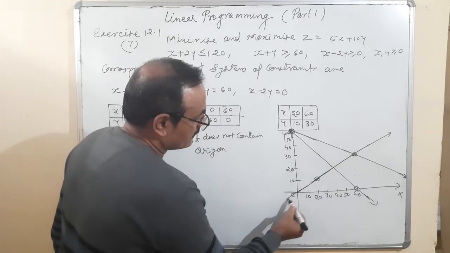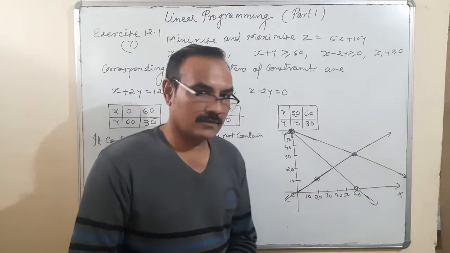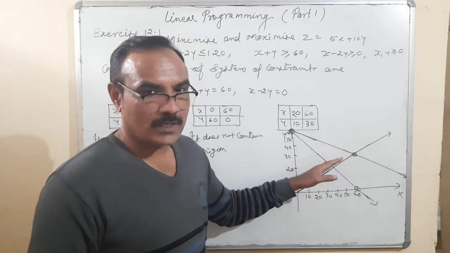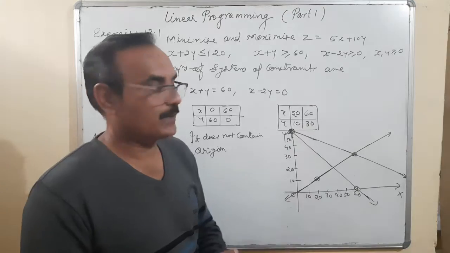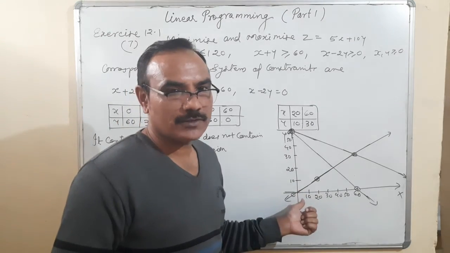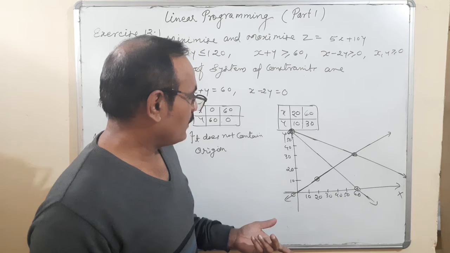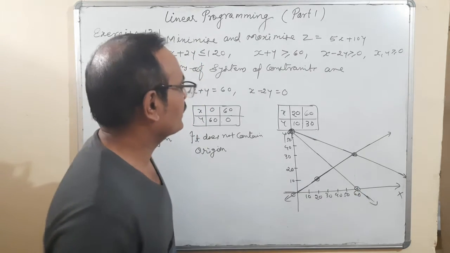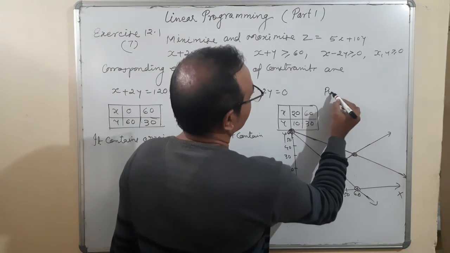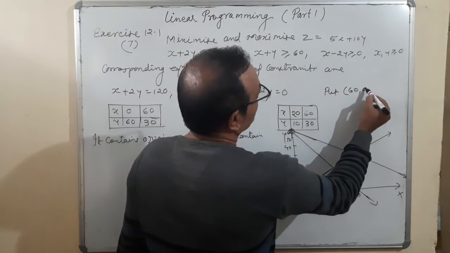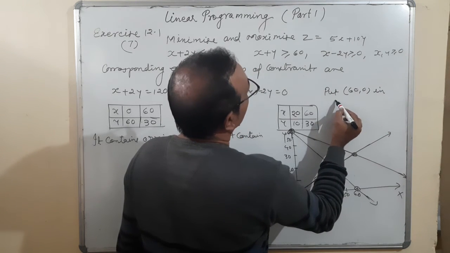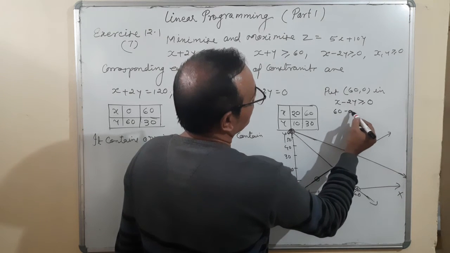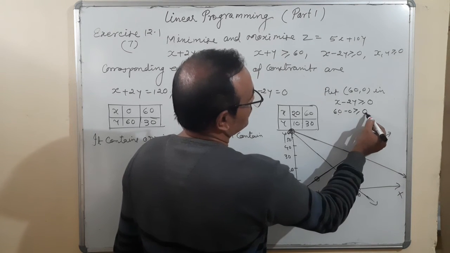Now let us see what the region bounded by, or the region to the upside or the downside of this inequality is. Because it is passing through the origin, we are not going to put 0, 0. We can put any other point, suppose I put 60, comma 0, in x minus 2y is greater than or equal to 0. 60 minus 0 is greater than or equal to 0. 60 is greater than 0, which is true.